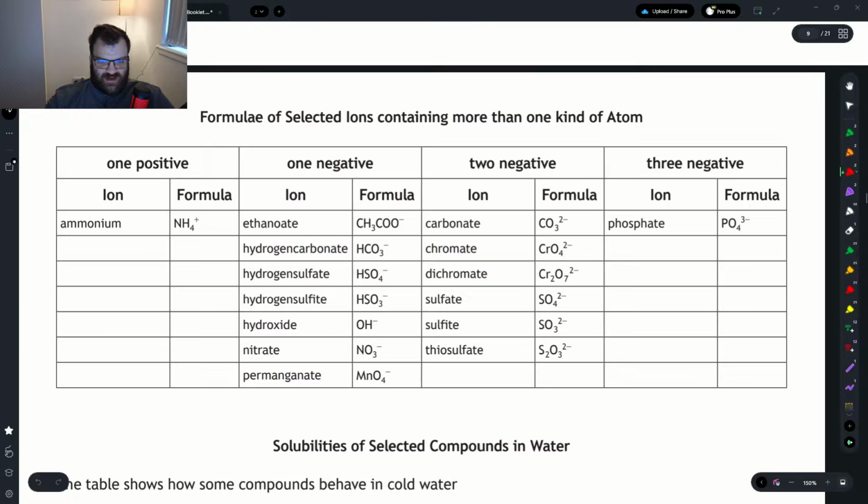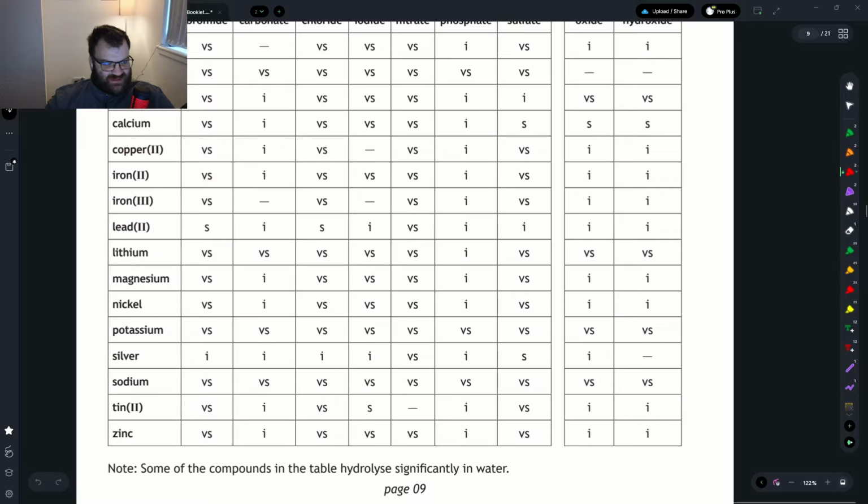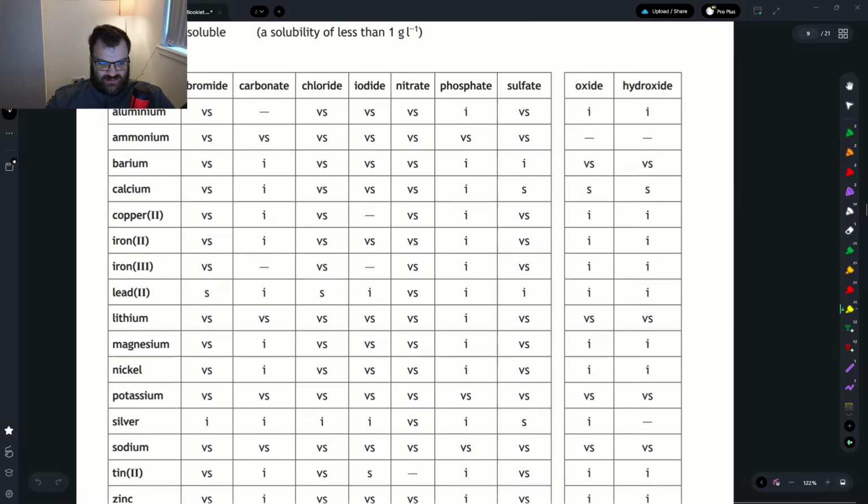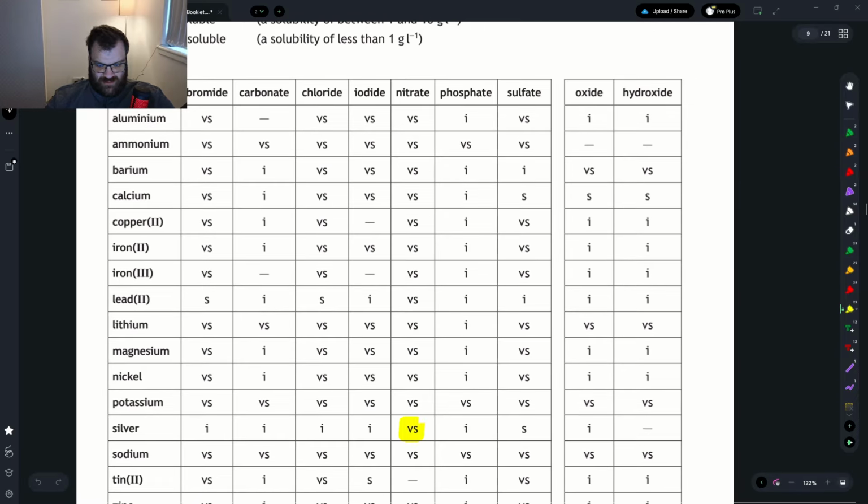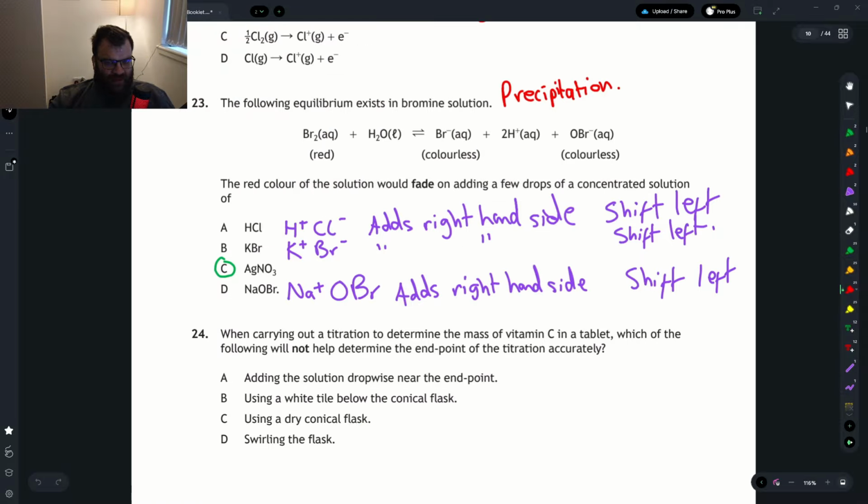So I've got silver nitrate. Page 9 has the solubilities. So let's look for silver nitrate. Silver nitrate is there. It's a very soluble solution. If silver grabs onto bromide, it is an insoluble solid. And what that will do is drag the bromide out of solution. So this removes Br minus. So how does the equilibrium shift to fix that? It shifts right.